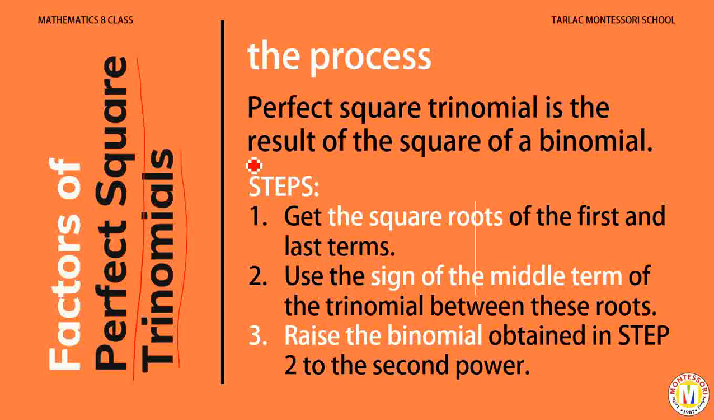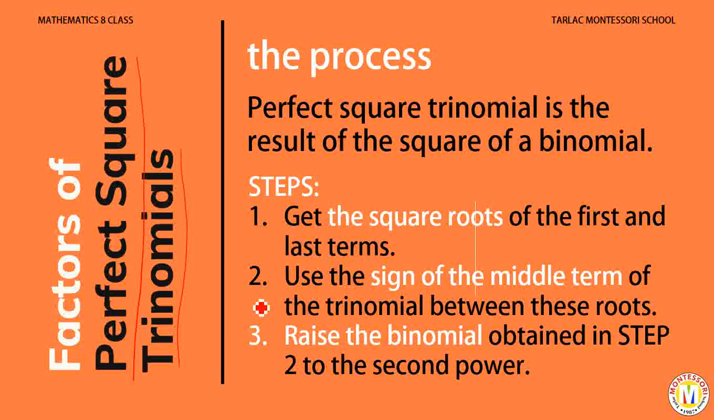Just like what we established last time, factoring is the reverse process of multiplication. Then, perfect square trinomials are results of squaring a binomial. Ibig sabihin, nanggaling po siya sa square of a binomial. A perfect square trinomial is the result of a square of a binomial, which is a special product.